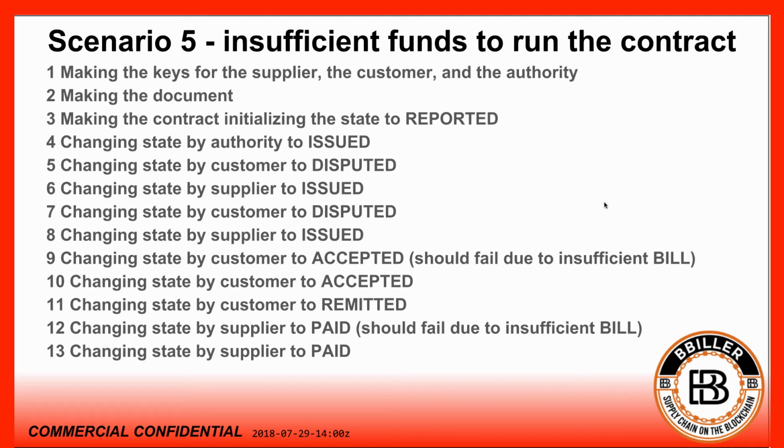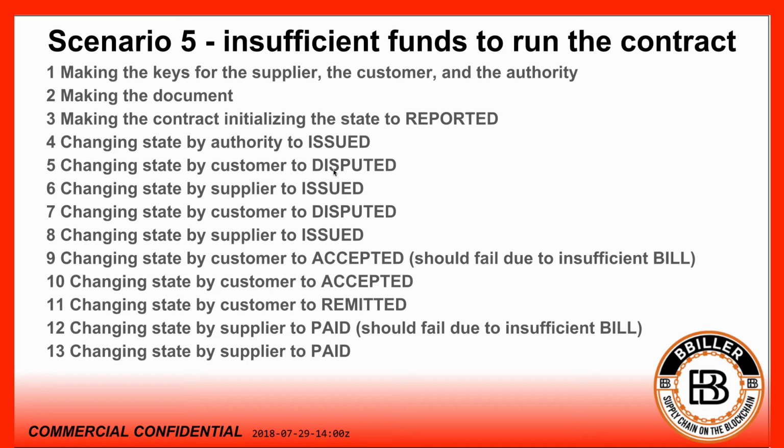This final scenario explores the adding and the using of bill to the smart contract in order to pay for the transactions being executed. As before, we'll make the keys for the parties involved, we'll make the document, and we'll initialize the contract to the state reported using a set amount of bill by the supplier. We'll then change the state to be issued by the authority, and the authority is going to not only pay for the transaction, but contribute a bit extra in order to illustrate components of this demonstration.